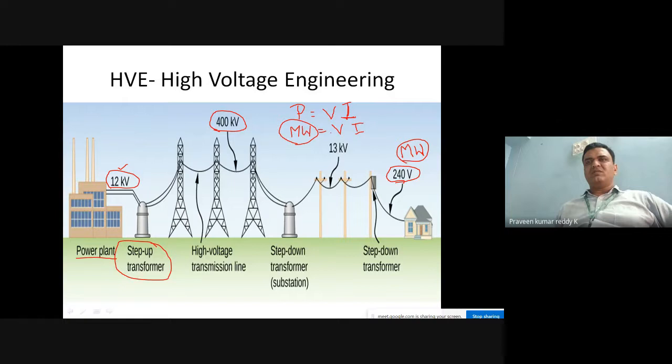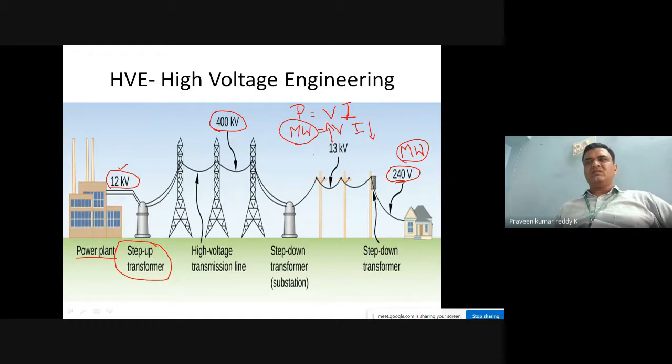The point is, if I increase V to a very high value, I can decrease the value of current that is being transmitted on the transmission line. So why should I decrease the current? Why should I increase the voltage so that I can decrease the current?